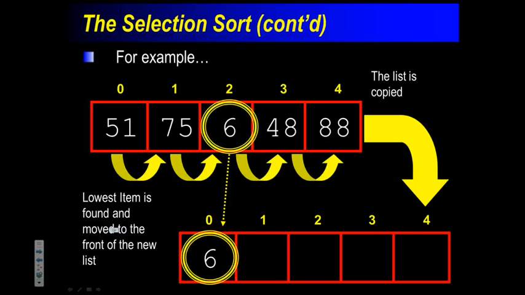But think for a minute how that worked. In order to find the smallest item in a list, I had to look through the whole list. It's possible that the lowest item was at the very end.